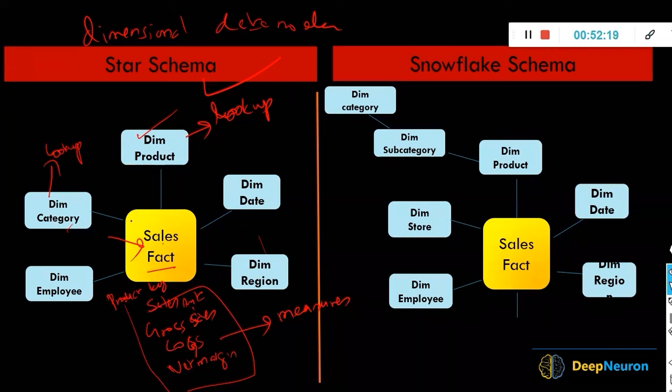In order to link these two tables, you need to have the category key here. So category key, I just write a simple thing, cat key and EMP key, employee key, and the date key, and region key. But here only the key will be there. The key will have some numbers, right? So 100, 101, something like that, right?